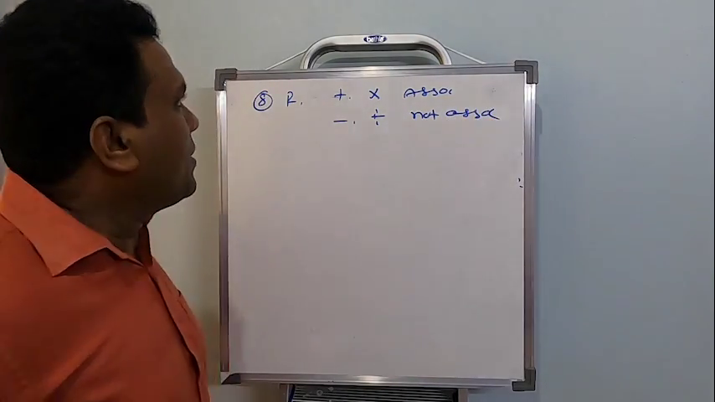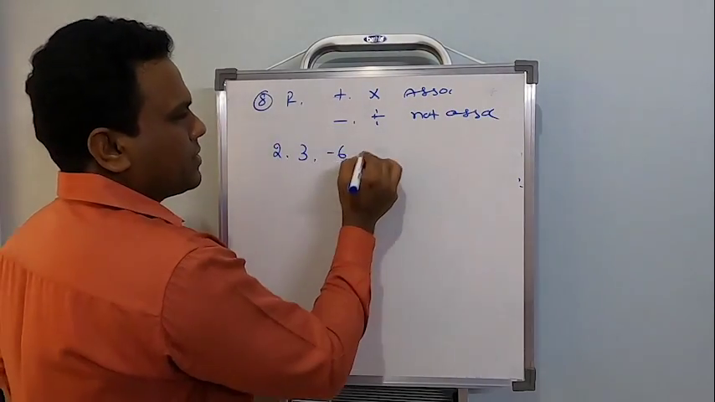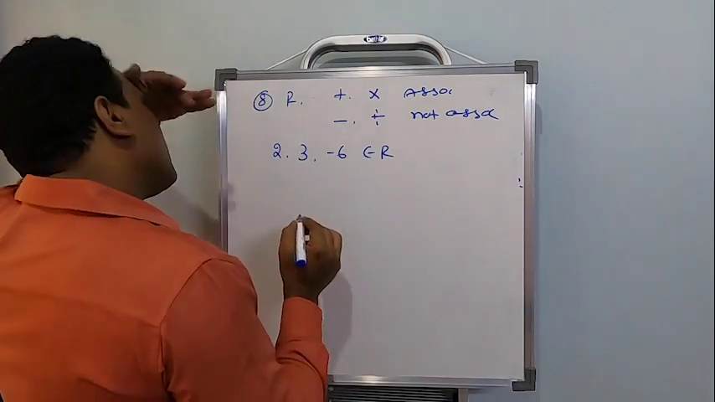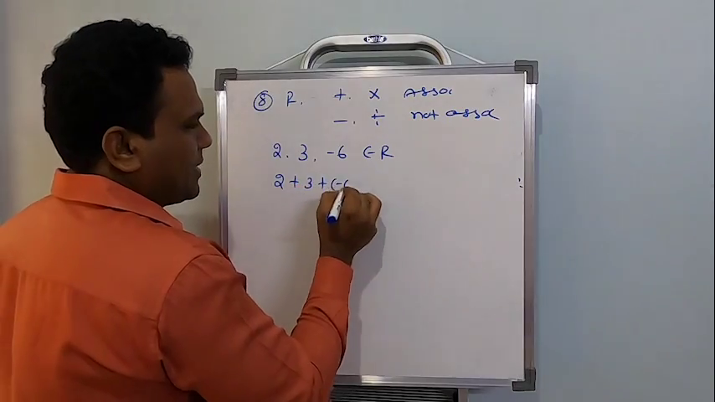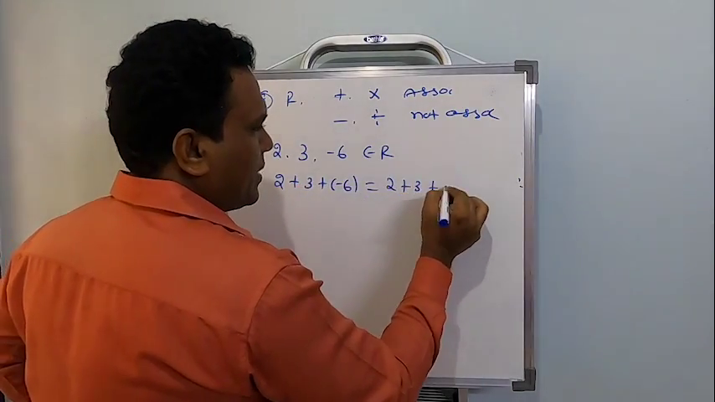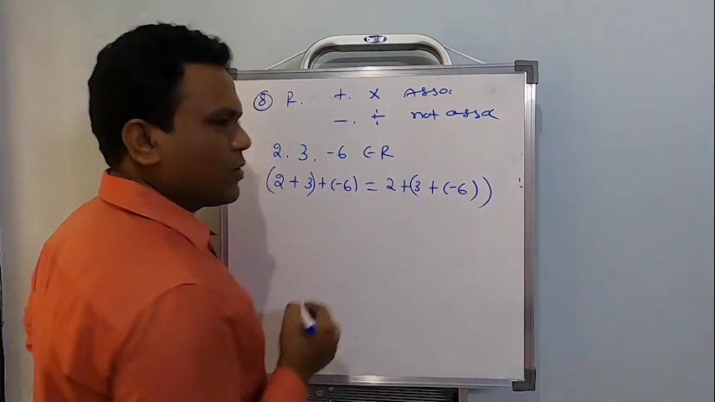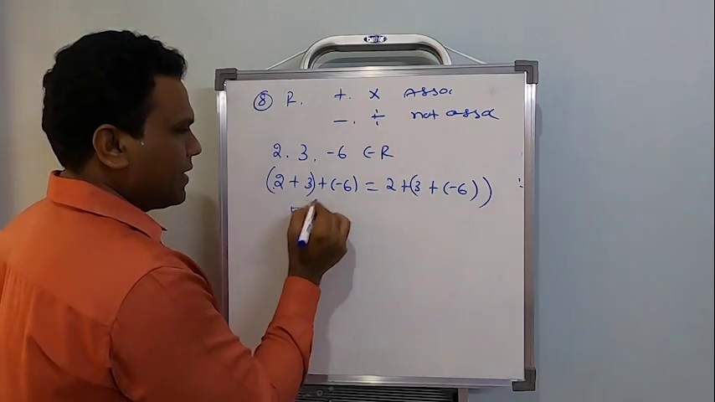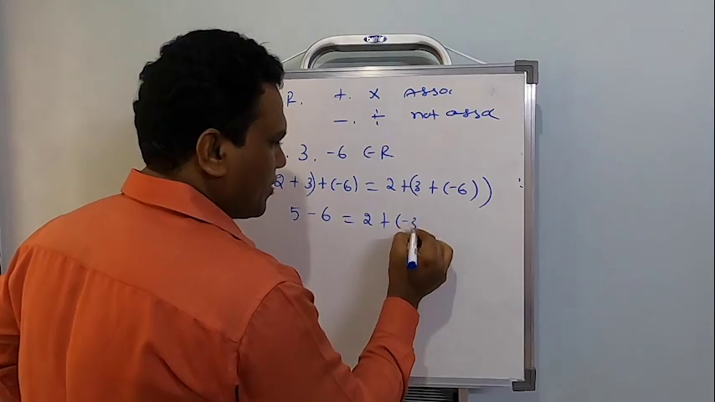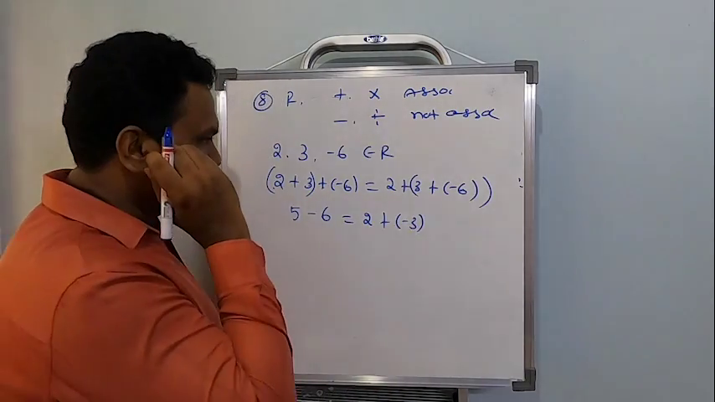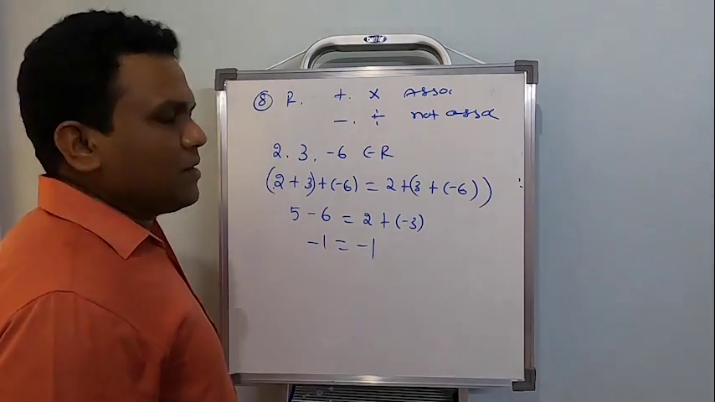It's easy. So addition of 3 real numbers: 2, 3, minus 6. I'm going to take these 3 real numbers. So when I operate this, 2 plus 3 plus minus 6 equal to 2 plus 3 plus minus 6. Write down the elements first. Associate these two here and associate these two here. Now simplify. 2 plus 3 is 5, and this will be minus 6. 2 plus, 3 minus 6 will be minus 3. Clear? So what do you get here? 5 minus 6 will be minus 1, and this is also going to be minus 1.